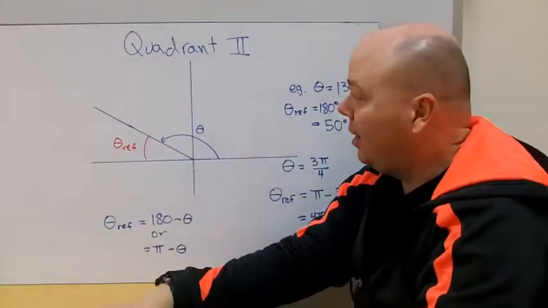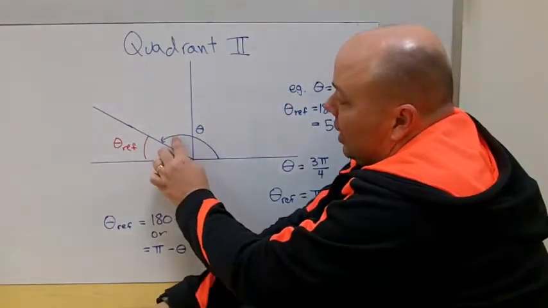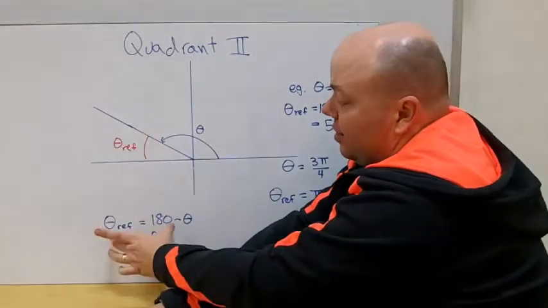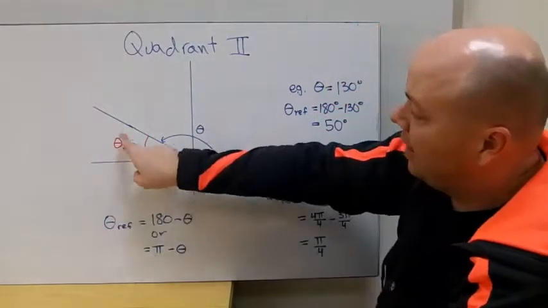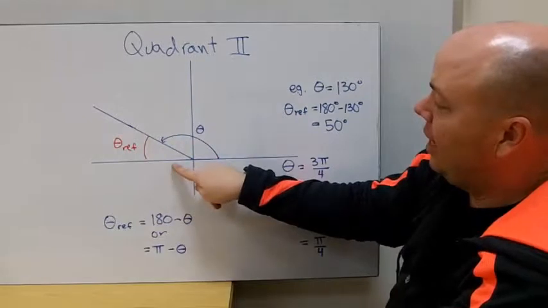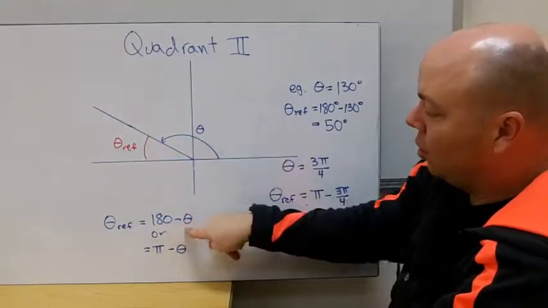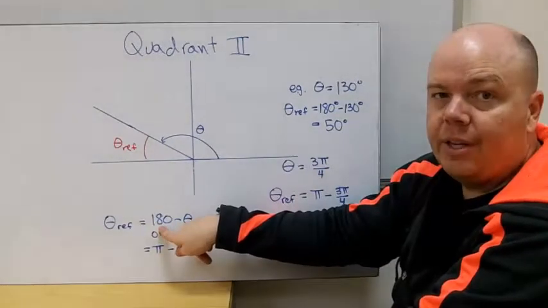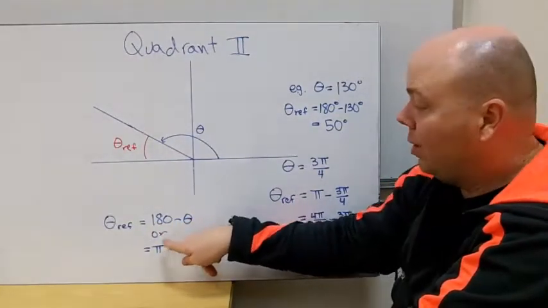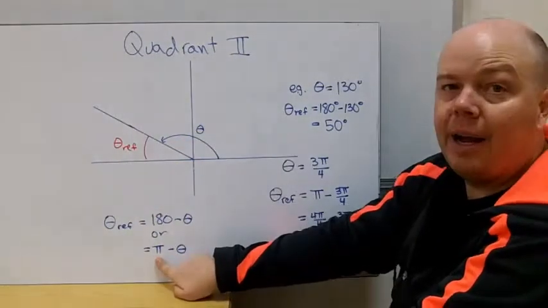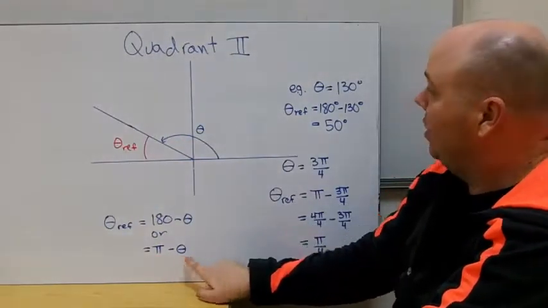Now to find that, if I know this angle, and I know this whole angle is 180 degrees, then to find the reference angle, I subtract this angle from 180 degrees, and that'll give me this. So in the second quadrant, it's 180 degrees minus theta, or in radians, pi minus theta. Here's an example.